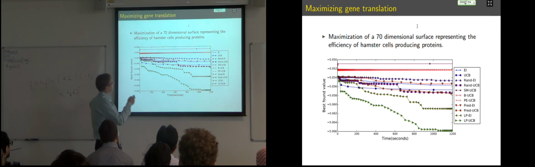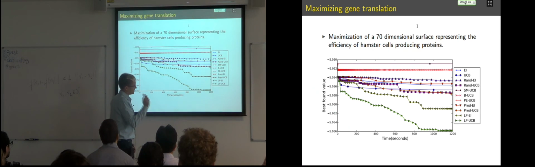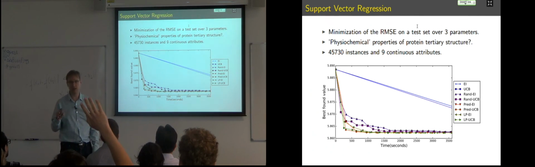Another example, this is a 70-dimensional example. The two methods that use the penalization work very well. This is an example tuning the parameters of a support vector regression. So you will do something similar today.